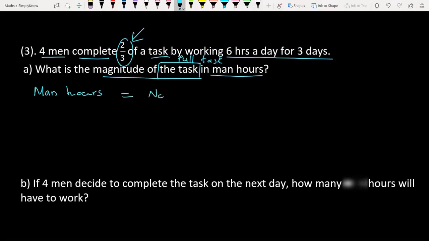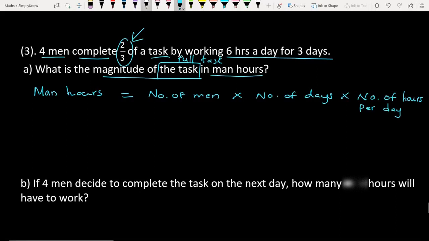Equals number of men times number of days. And what else? We need to find out the man hours. So we have to multiply by number of hours also. Let's say per day. Right, now let's substitute the values and see.